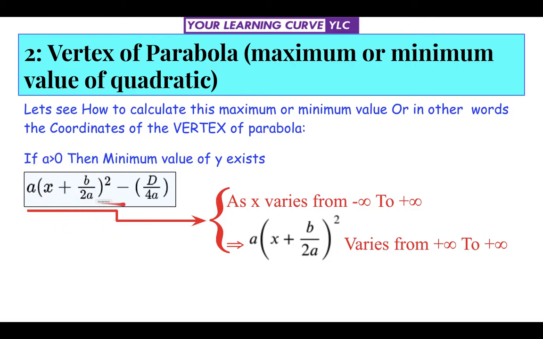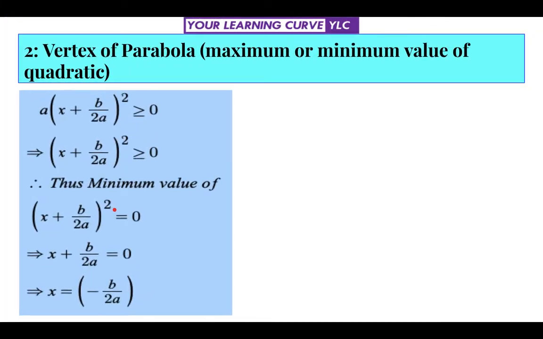So whatever is the minimum value of this expression will be the minimum value of the whole expression. Suppose this attains a minimum value of 2 and this is minus 1. So 2 minus 1, that is 1, will be the minimum value. This is a constant number, it doesn't matter. Whenever this expression becomes minimum, that will be the minimum value. So this number is a strictly positive number. What is a minimum positive number? 0. So let's try to solve for the value of the vertex of the parabola.